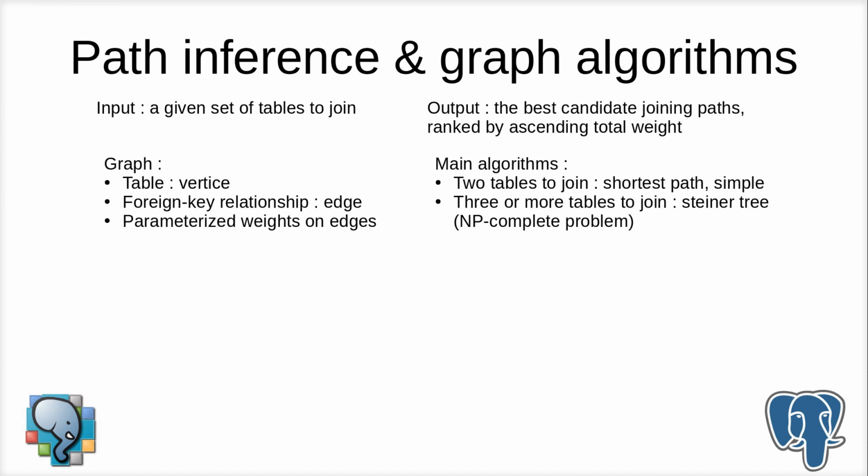In the second case, if we want to join three or more tables, we get to another type of problem, which is the Steiner tree problem. This is a generalization of the minimum spanning tree problem, and is a hard problem. It's actually NP-complete. If you want the best introduction about computational complexity on the internet, I'll give you a link in the description or somewhere.